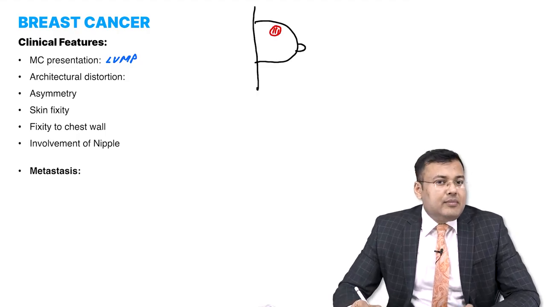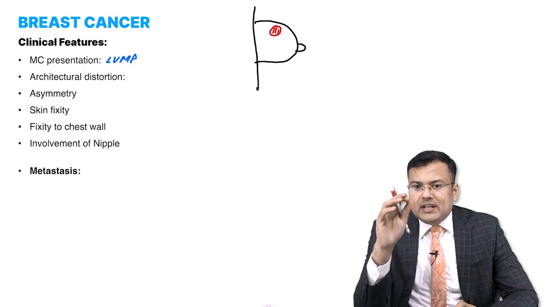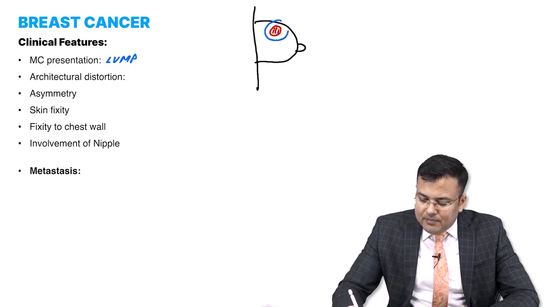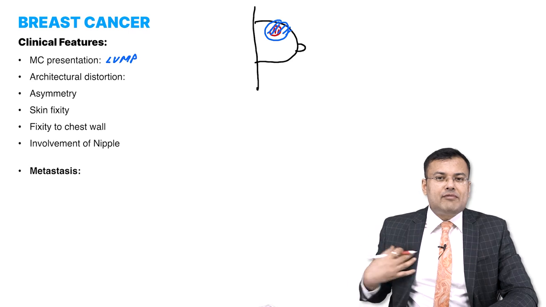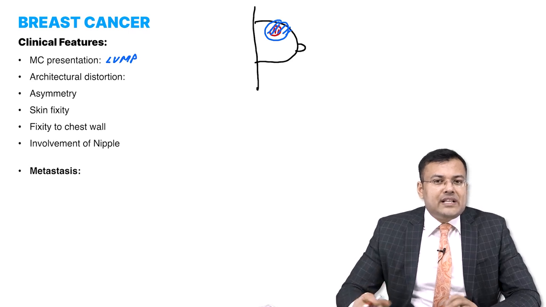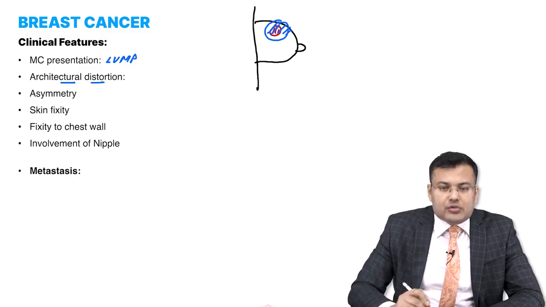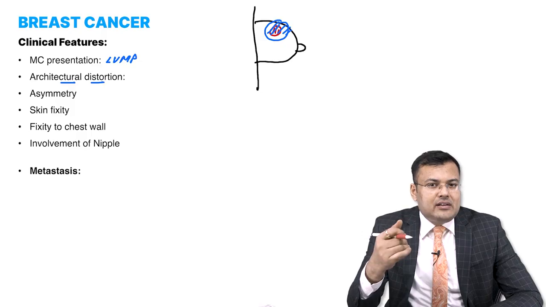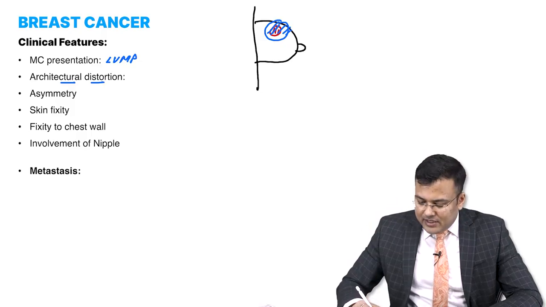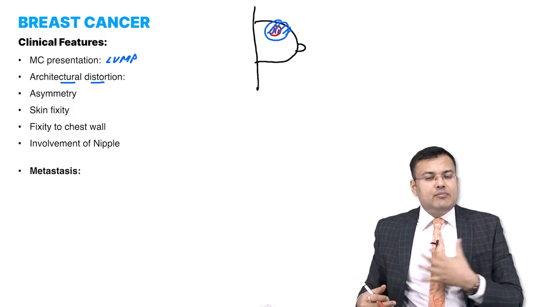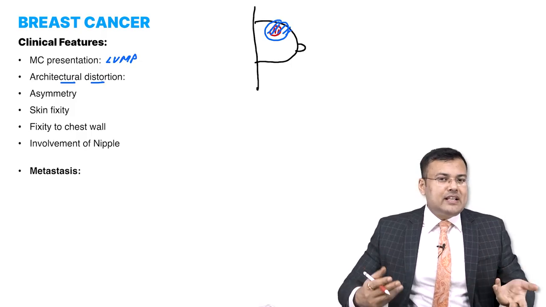If the patient is not coming to you, the size of the lump keeps on increasing. And when the size of the lump keeps on increasing, after that what will happen? The shape of the breast is going to change, and that is architectural distortion. After that what will happen? See, there is asymmetry. Both breasts are not looking similar, so there is asymmetry.